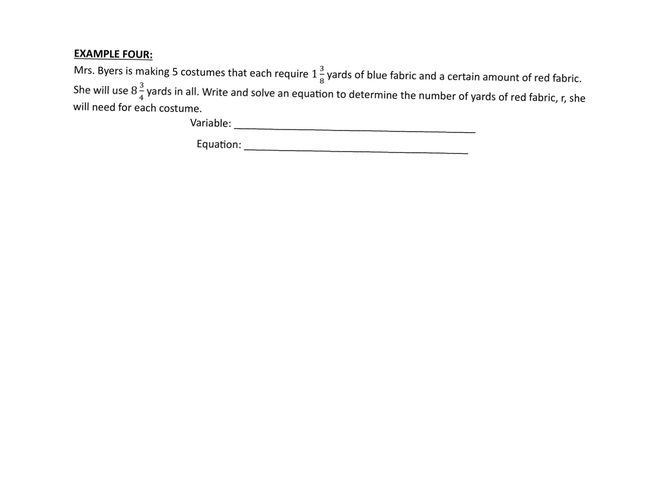So let's take a look at our first one. It says Mrs. Byers is making 5 costumes. All right, so first thing, that's important. She's making 5 of the exact same costumes. Each of those costumes requires 1 3/8 yards of blue fabric and a certain amount of red fabric. So they didn't tell us how much, but it's a certain amount. We're not sure what it is. Total, she's going to use 8 3/4 yards in all. So that's important. We would want to underline that too.